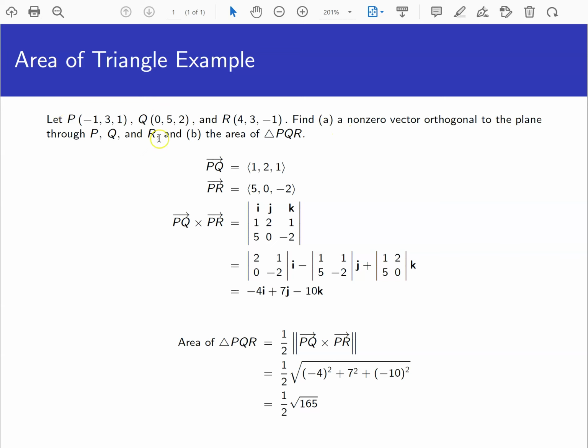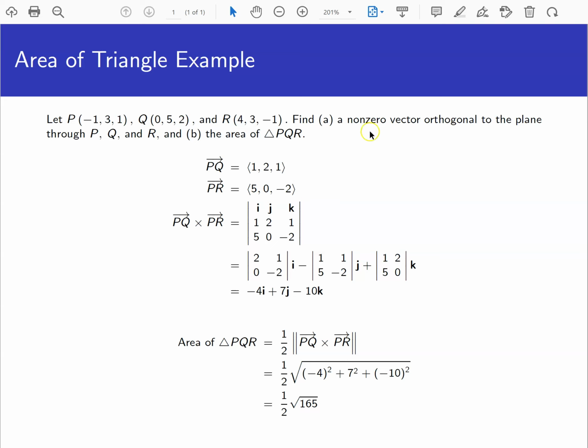The vector from P to Q, if we do the difference of the components, Q minus P, we'll get 1, 2, 1. And then from P to R, we'll get 5, 0, -2. And certainly, those vectors are not scalar multiples of each other. So those vectors are not parallel. So we have 3 non-collinear points. So we can actually talk about the plane determined by those 3 points, or those two vectors, if you will.